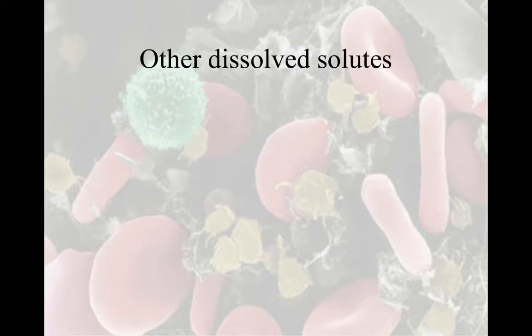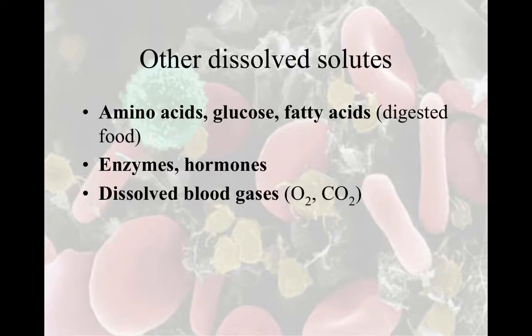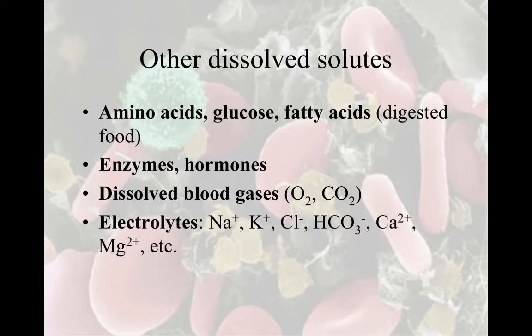Other dissolved solutes would be amino acids, glucose, fatty acids from digested food, enzymes and hormones, as well as dissolved blood gases that we look at as oxygen and carbon dioxide, and electrolytes: sodium, potassium, chloride, bicarbonate, calcium, magnesium, and other electrolytes. If you hear of Gatorade or any of these other electrolyte supplements, they're bringing these components into the bloodstream in one fashion or another to try to increase blood volume.